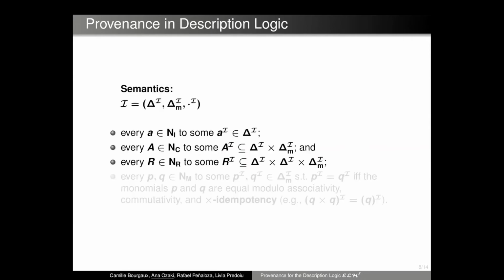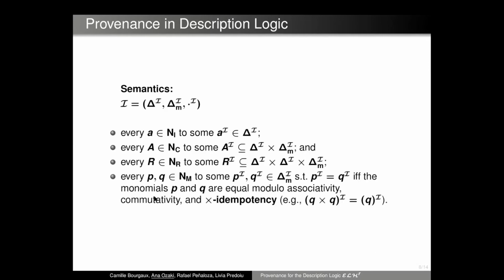And just to give you a bit more detail on our semantics, it's similar to the classical case of ELHr, but here we have an additional domain, which is the domain of monomials. And in our semantics, essentially when we consider concept names and role names, we associate, in addition, an element of this domain of monomials.